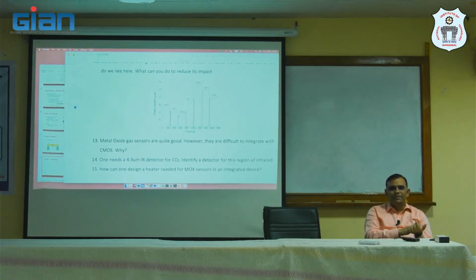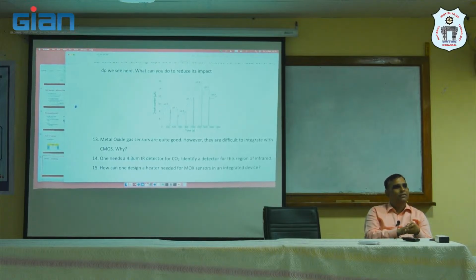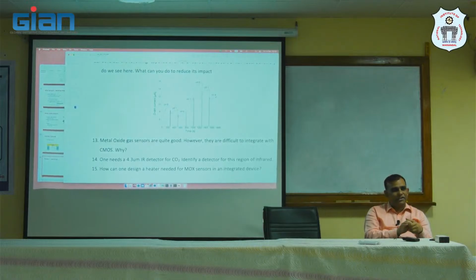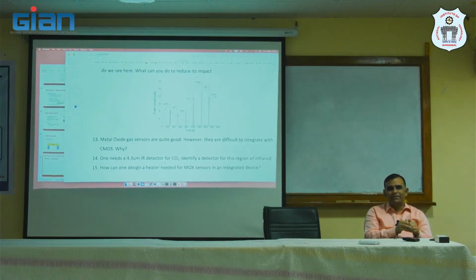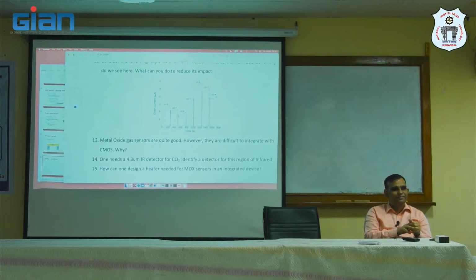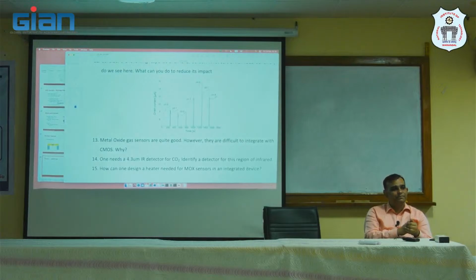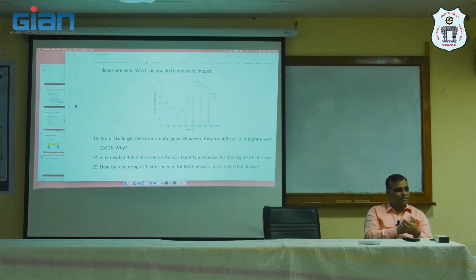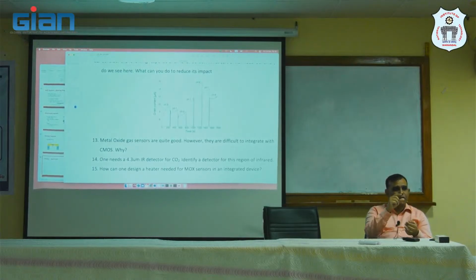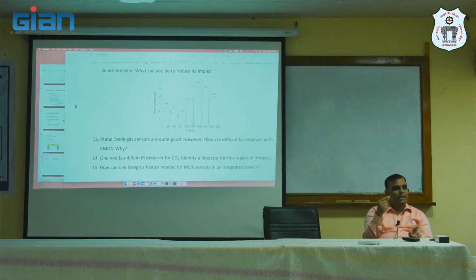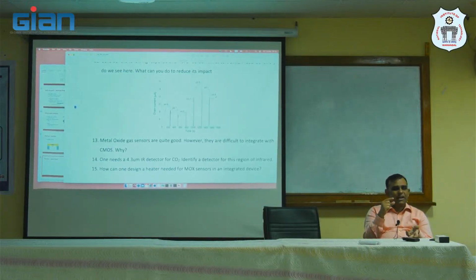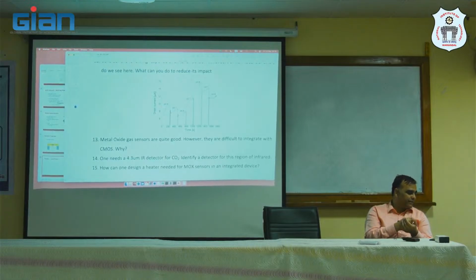So a 4.3 micrometer photon would have an energy. How do we calculate its energy? hc by lambda. Once we have found the energy, we need to find a semiconductor whose band gap is small enough to measure this, because it will have very small energy, right?